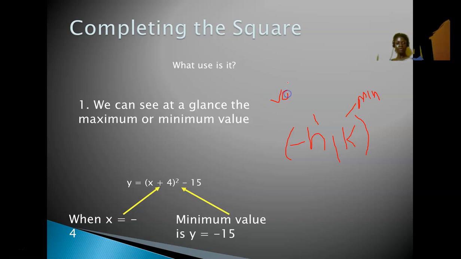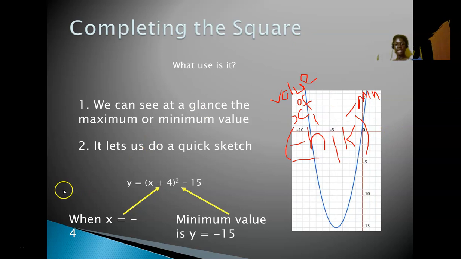So the minimum value is the k, and the value of x for which the minimum occurs is the negative h value. So right here it says when x equals negative 4, the minimum value is going to be negative 15. So the value of x for which the minimum occurs is negative 4.